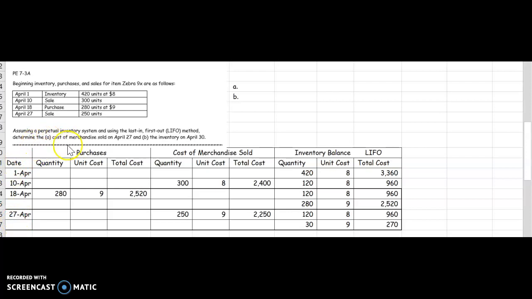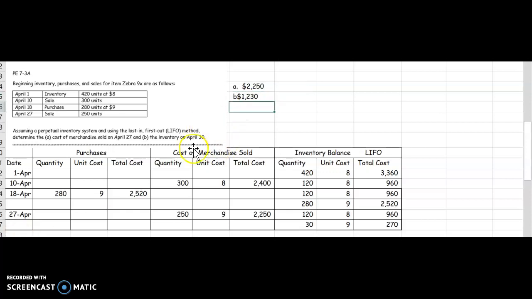So letter A says find the cost of merchandise sold on April 27th. So the cost of merchandise sold, correct, it is $2,250. B says, what is your ending inventory on April 30th? We need to add these two numbers together, the 960 and the 270, and that would be 1,230.